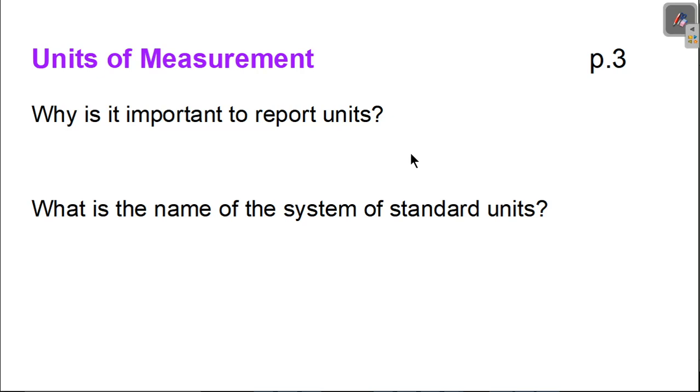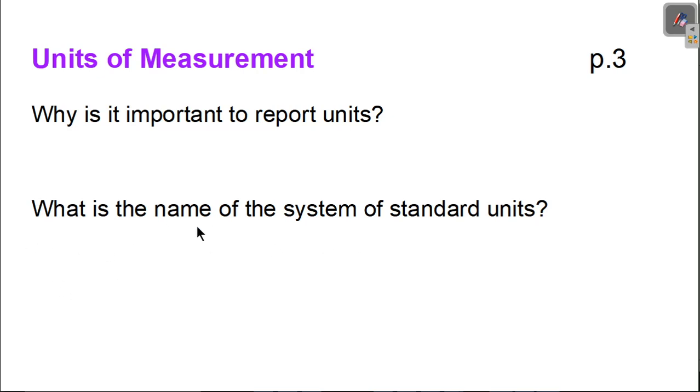Professors are not going to do that. They're just going to count it wrong. So it's very important for you to start paying attention and reporting those units. A number that does not have a unit attached to it is meaningless in science. What are we talking about? Monkeys, bananas, liters, centimeters? You need to tell me what you are talking about.